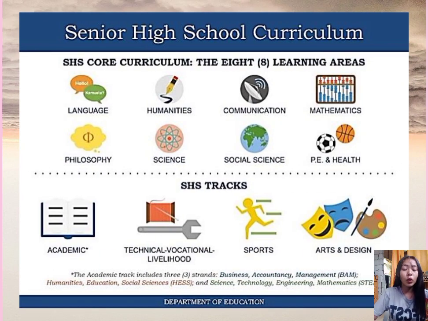Today, our topic will be centered on the different specialized subjects in the different tracks in the senior high school curriculum, or senior high school program. First, we have the 8 learning areas included in the core curriculum of the senior high school, which include language, philosophy, humanities, science, communication, social science, mathematics, and PE and health.